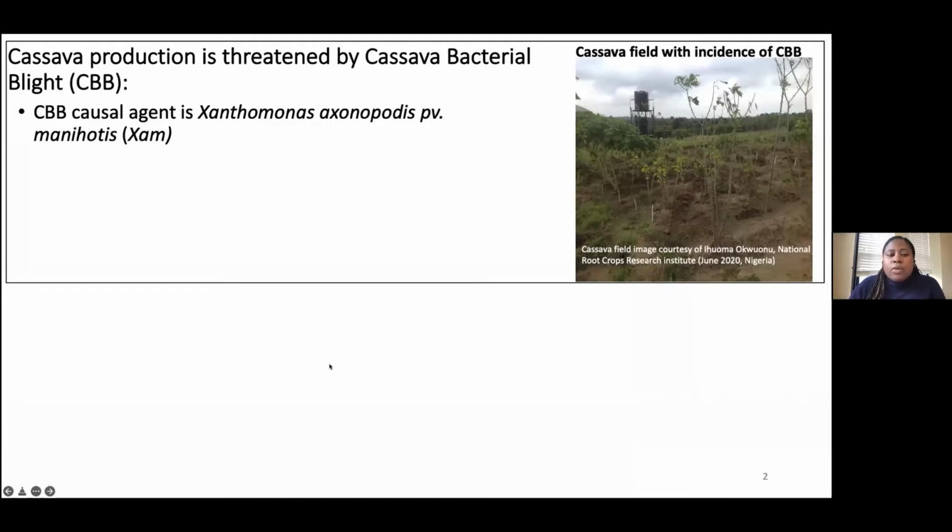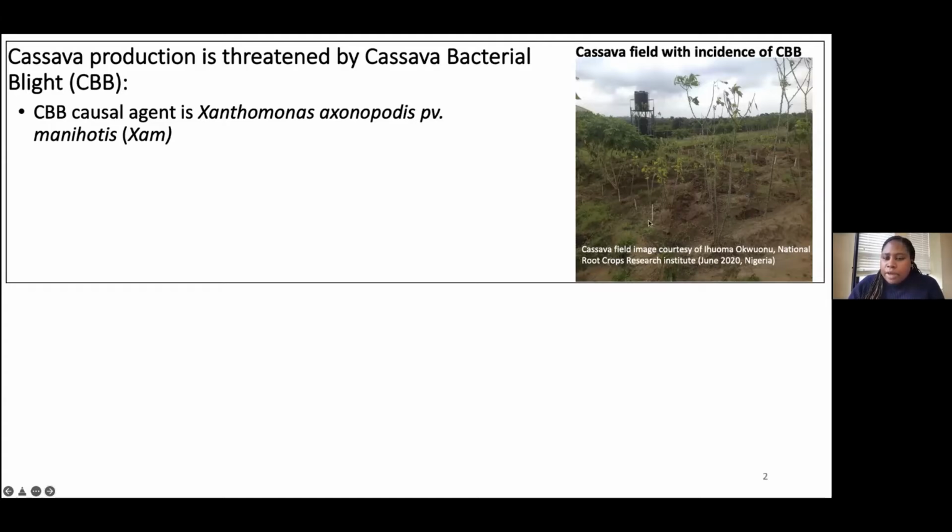So one of the diseases that we're interested in, in the lab is cassava bacterial blight. It's the leading bacterial disease for cassava, and it's caused by the pathogen Xanthomonas axonopodis pathovar manihotis, or XAM. You can see an example of what cassava bacterial blight looks like in the field. Here's an image of a field site that's been impacted with CBB in Nigeria, which was sent to us by one of our collaborators.